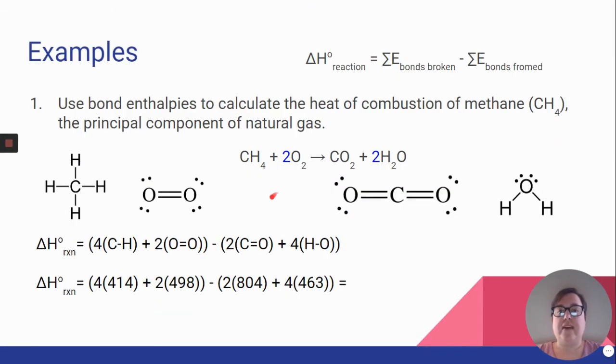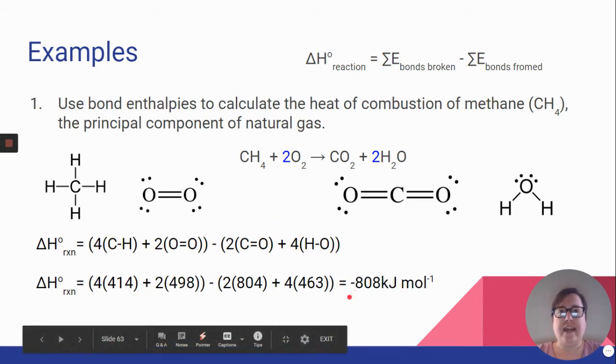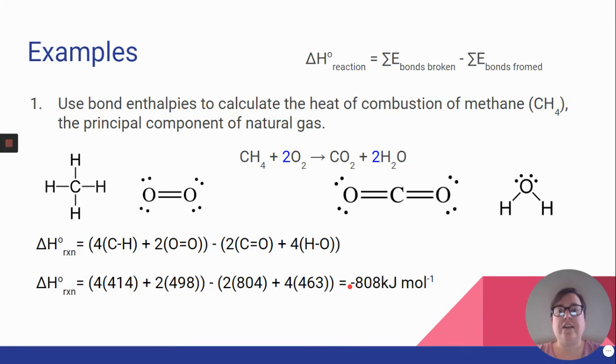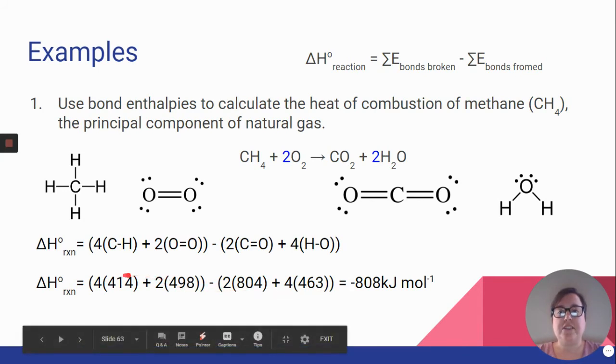So we're going to plug those values in, and then we just take our calculator and calculate it, and we get negative 808 kilojoules per mole. So that negative value tells you that this is an exothermic reaction. We didn't need as much energy to break the bonds as we got from forming the bonds. So forming gave us more energy than was required to break the bonds.